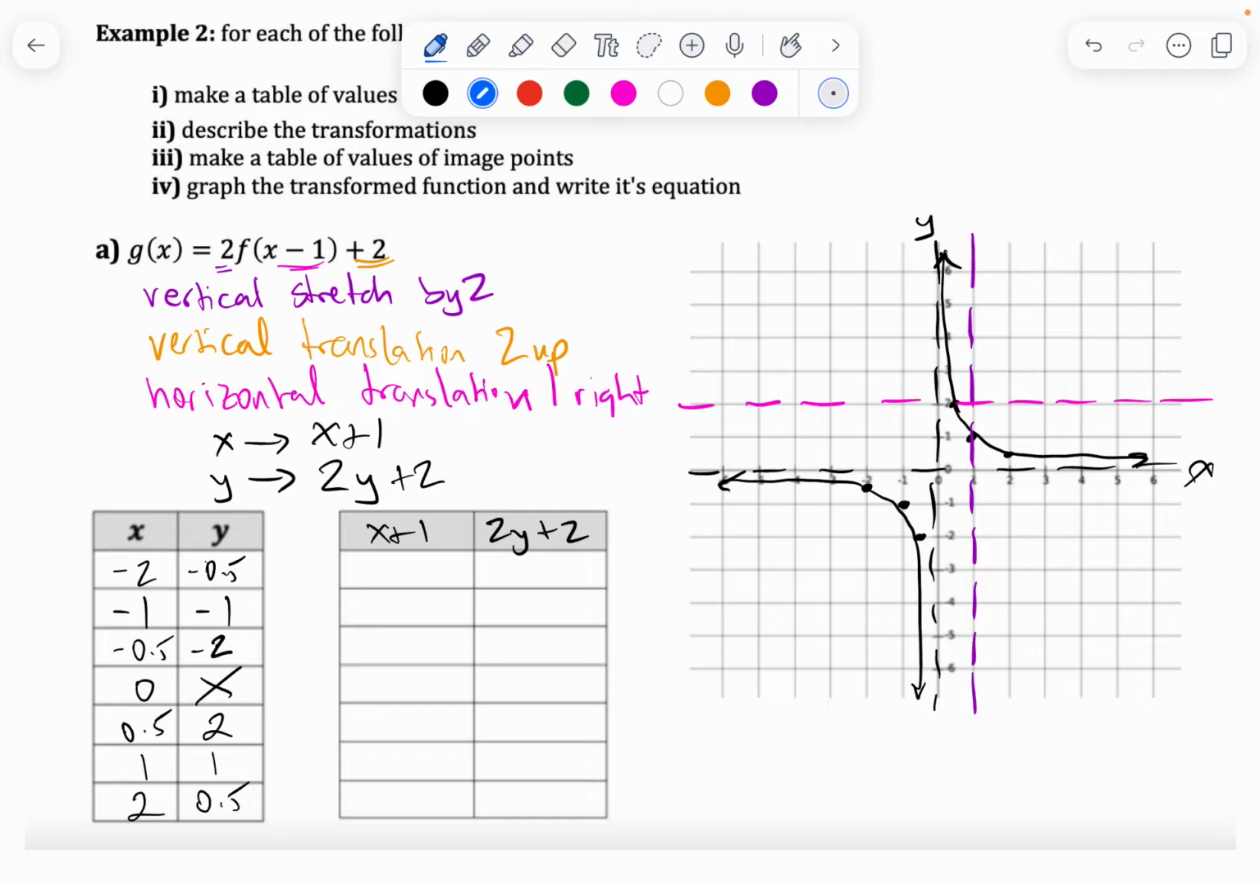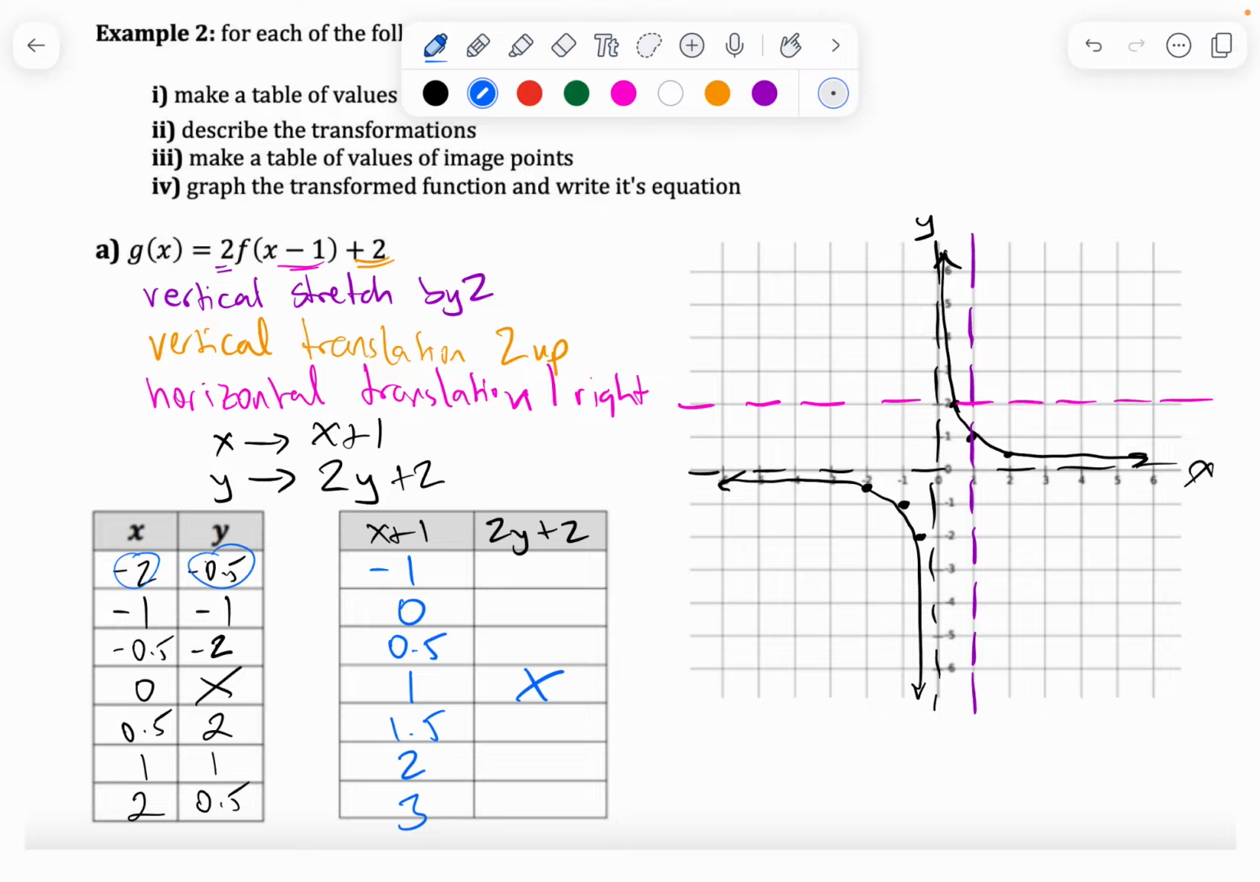So -2, so x's: -2 plus 1 is -1, -1 plus 1 is 0, -0.5 plus 1 is 0.5, 0 plus 1 is 1, that's going to be my asymptote. 0.5 plus 1 is 1.5, 1 plus 1 is 2, and 2 plus 1 is 3. Okay, and let's do the y's.